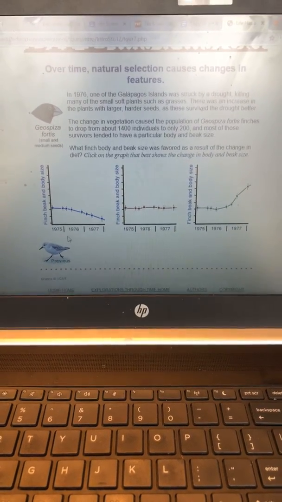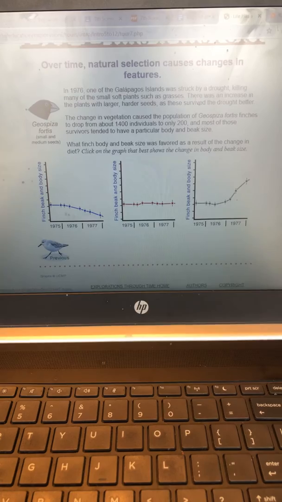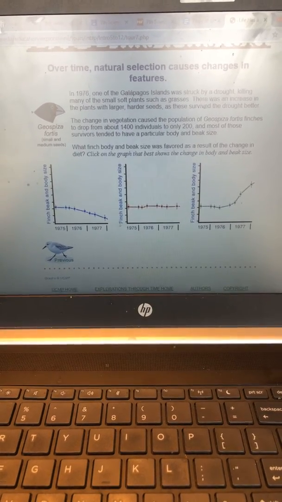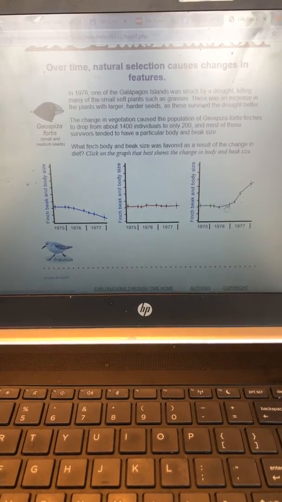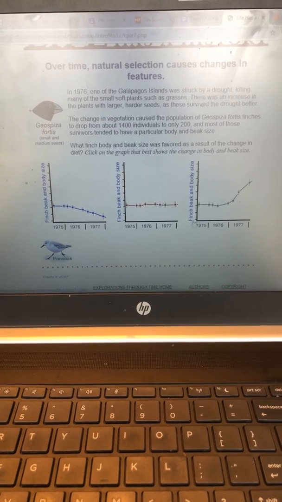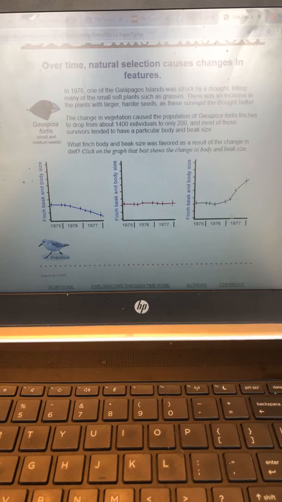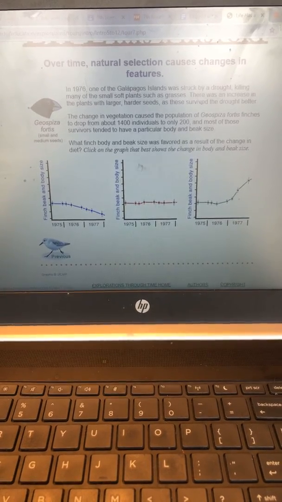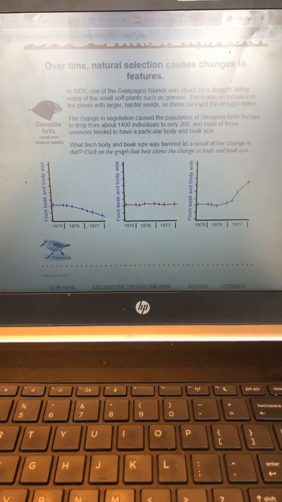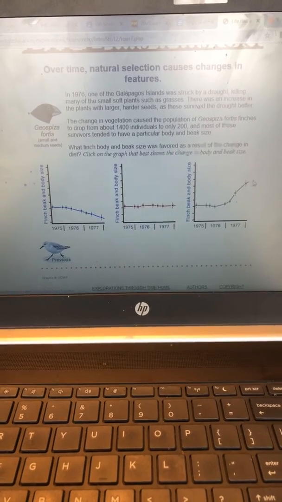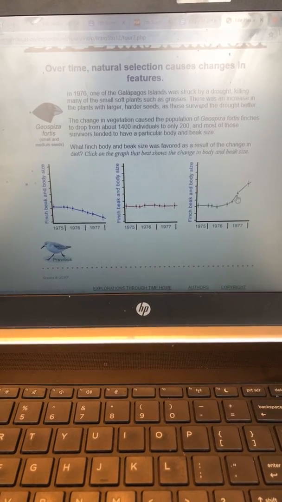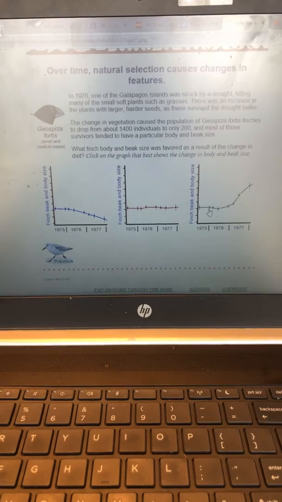So, which population grew? Obviously, blue went down. This stayed the same. But look at this one. The number of finches, the beak and body size grew. Which beak and body size was favored? Yeah, so which beak and body size got more common? So it'd be this one.